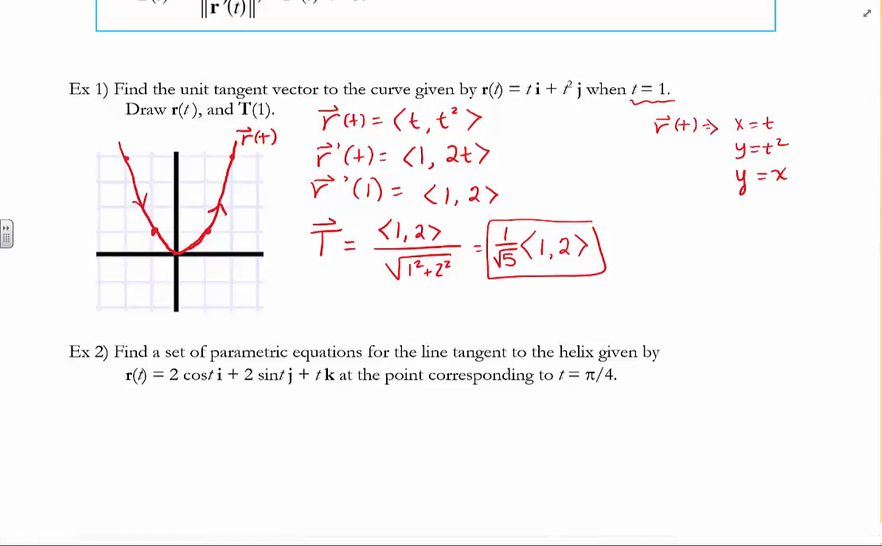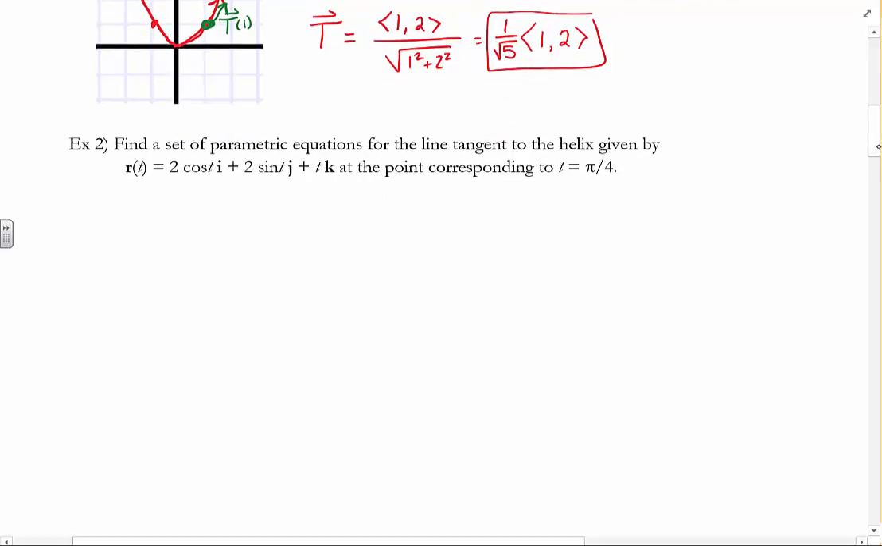And then T of 1 is going to be my unit tangent vector at t equals 1. So at t equals 1, I'm at the point (1, 1). And I'm supposed to go up 2, right 1, because <1, 2>, your x component is 1, that's your horizontal. Y component is 2. So it's supposed to go up 2, right 1, but only draw about 1 unit in that direction. So that right there would be T of 1.